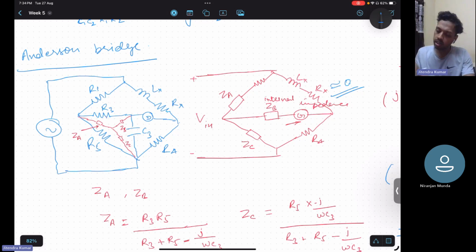So if you see elements connected in fashion of a star or delta, it's better to bring them in the form of a standard bridge and then further you solve. So this is all regarding bridges, like Anderson bridge, Maxwell bridge, Schering bridge. Schering bridge is for very high voltage, right?